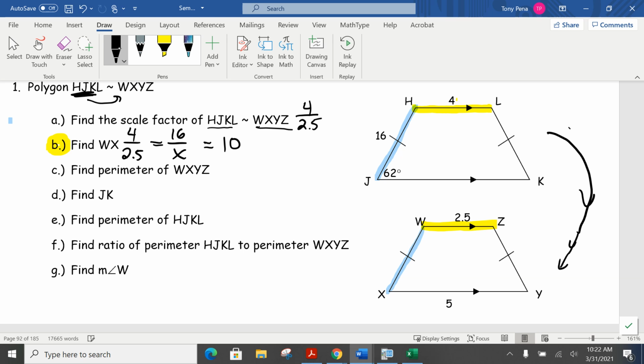Good. So he took the big yellow side, that's the 4, compared it to the small yellow side of 2.5. Since he went big to small, then he's going to do the big blue side of 16 to the small side of WX. That should be good. So when we now crisscross that and solve, 10 should end up being our answer. All right, good.